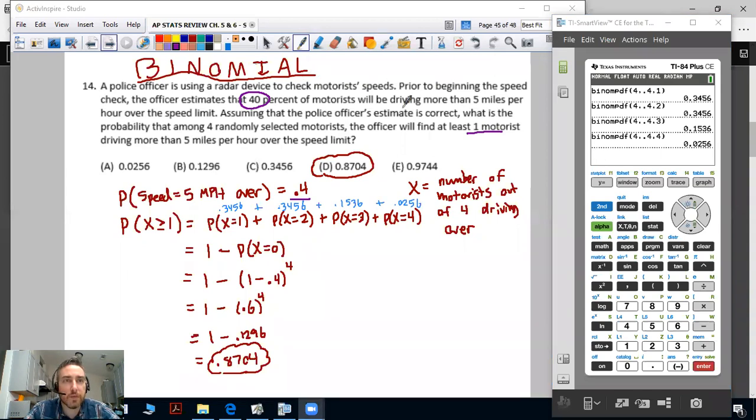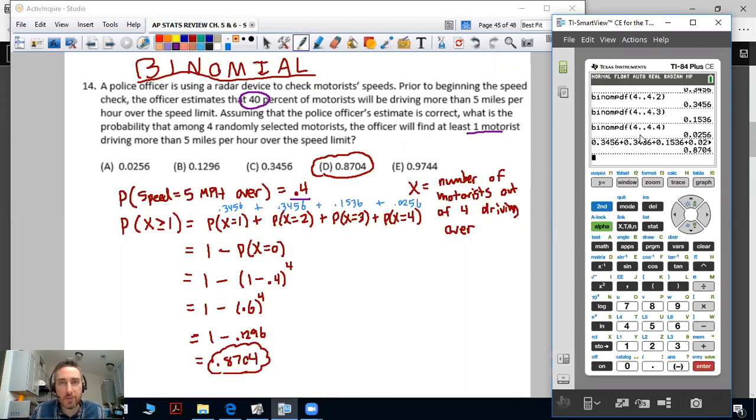So this is, by the way, the long way. But as a binomial, the long way to do it, it might make sense, at least conceptually. So I wanted to make sure that we had that option first. So it's about 87%, right? The probability of at least one motorist driving more than 5 miles per hour is 87%.